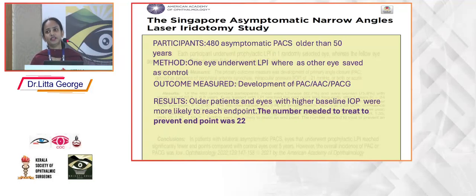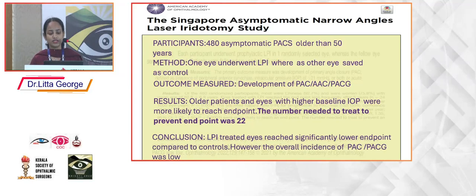and the number needed to treat to prevent an endpoint was 22. And the conclusion was, LPI-treated eyes reached significantly lower endpoint compared to the controls. However, the overall incidence of PAC and PACG was low. So definitely you need not treat all PACS patients.